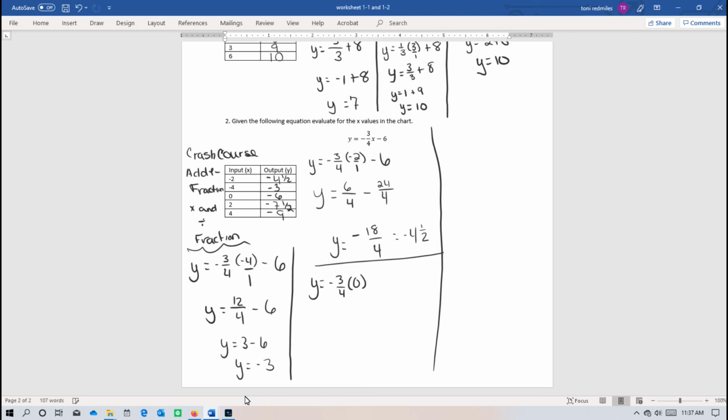Now we're putting a 0 in. 0 times that fraction is just going to be 0. Anything times 0 is 0. It's the rule of zeros. -6, well, that's just going to be a -6. That 0 is not going to do anything except make that whole term in our equation disappear.